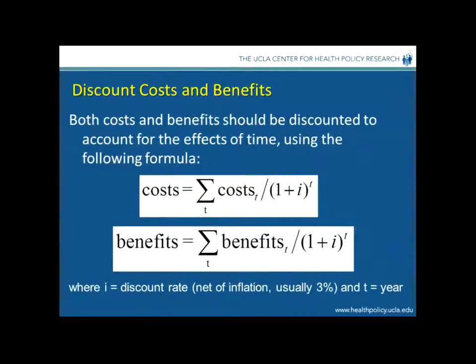Discounting cost and benefits. These are the equations that I said are basically what's taught in business schools around the country. But an important step in doing these studies is to discount cost and benefits to account for the effects of time. And the formulas are essentially the same. Costs are the sum of cost discounted over time periods by a factor that is equal to 1 plus i raised to the t power. Well, t is a time period, so think about it as a year usually. And i is a discount rate.